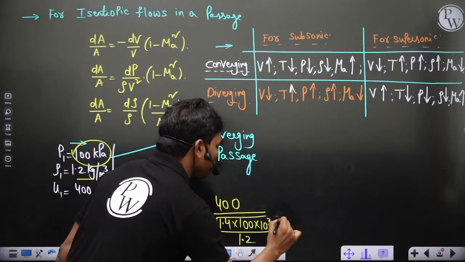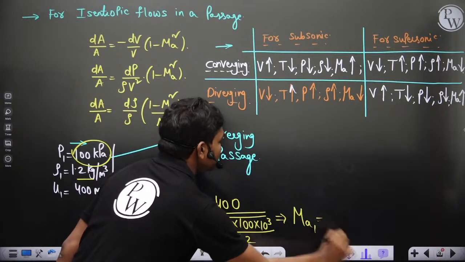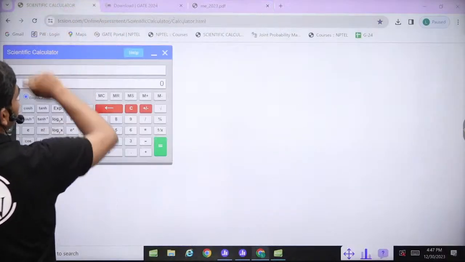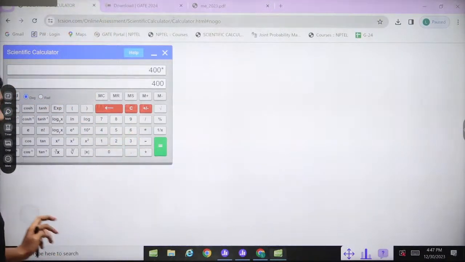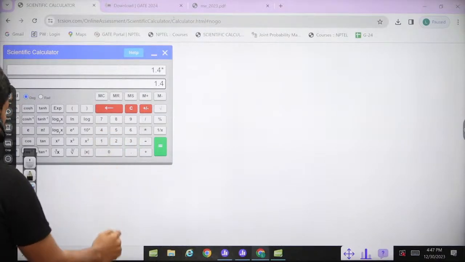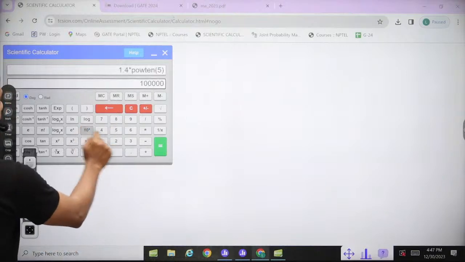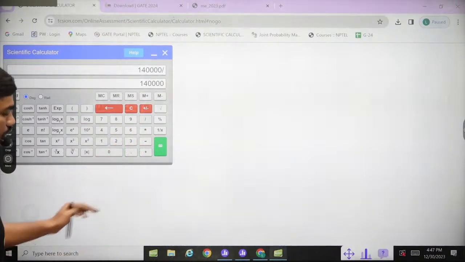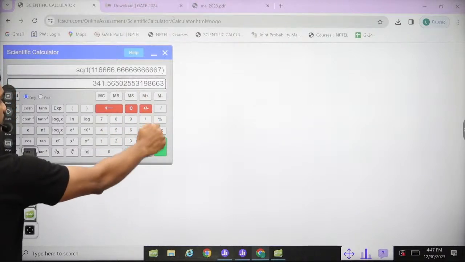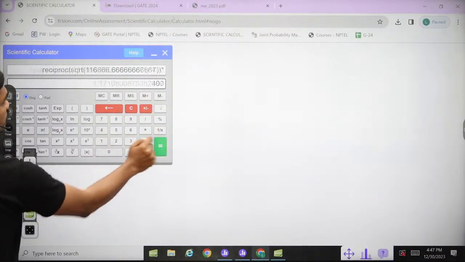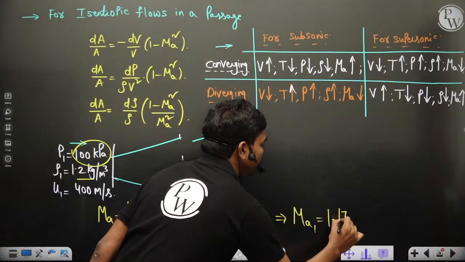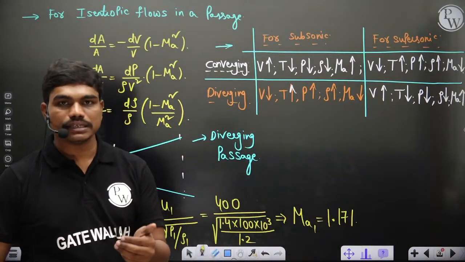So if you simplify, this Mach number at the inlet of this nozzle is how much? 400 divided by, first let us simplify the denominator: 1.4 into 100 into 10 cube, which is 10 power 5, divided by 1.2. Take the square root of this value, then reciprocate and multiply by 400. So you see the Mach number at the inlet is 1.171. Okay, so Mach number is 1.171.